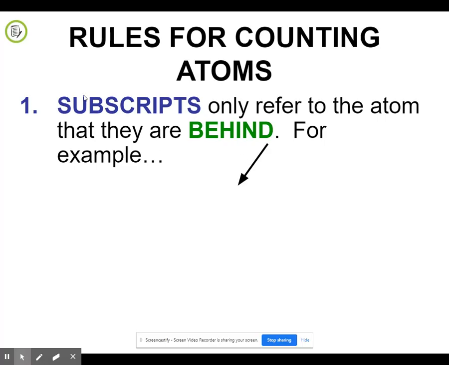So here's the rule. You're going to have subscripts. They only refer to the atom that they are behind. Let's look at an example. We have hydrogen, and this little number here is called a subscript. That little number tells us how many atoms there are. The subscript comes after the element. It's behind it. You'll notice here that sulfur does not have a subscript, but because we wrote the letter S there, that means there's at least one. So if there's no subscript, it's 1. The subscript will tell us how many atoms there are if there's more than 1.